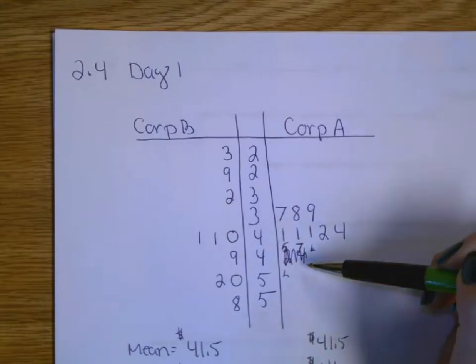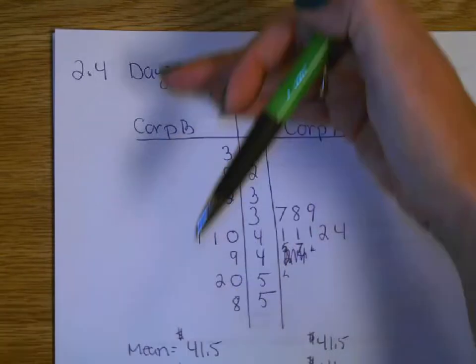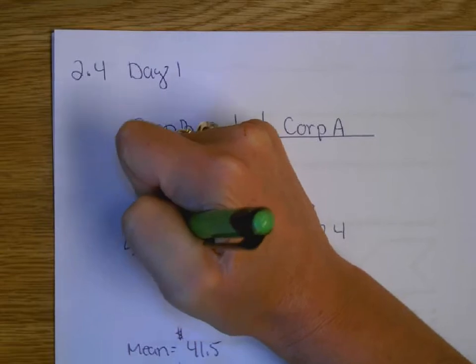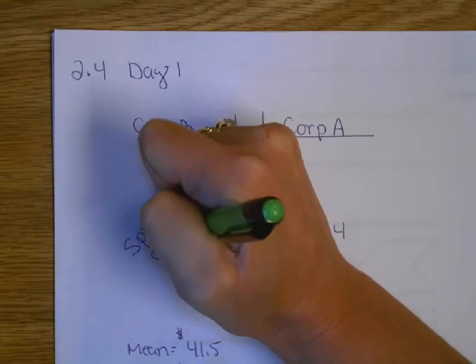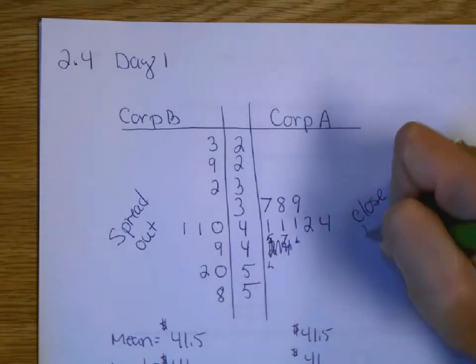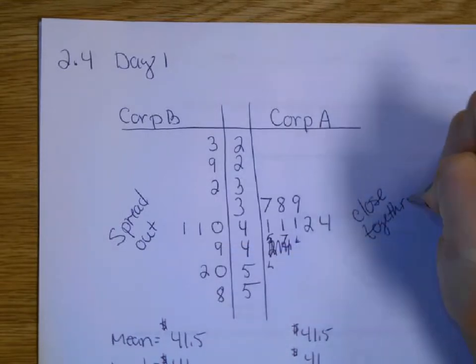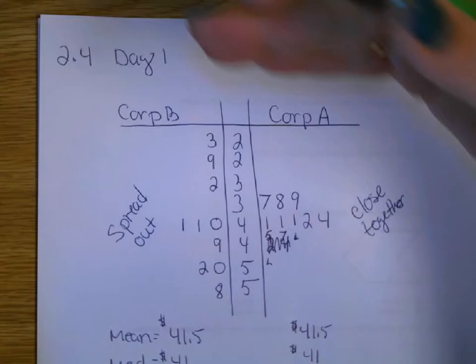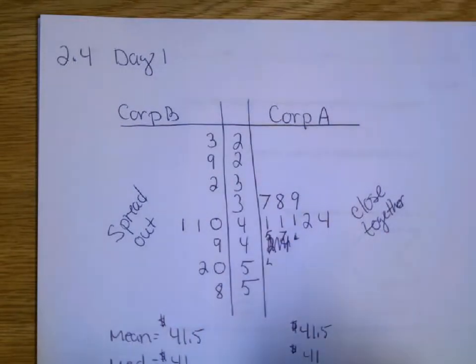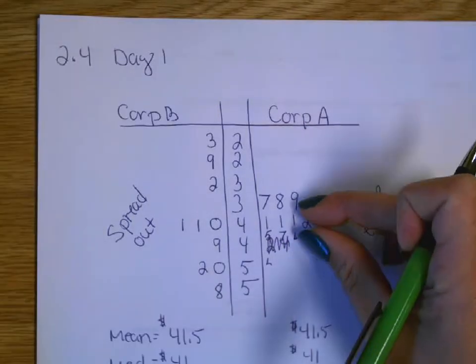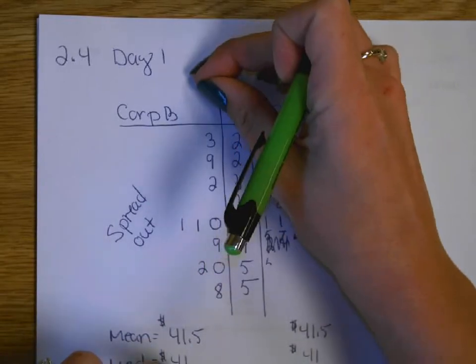So really, the second descriptor you need to know about a data set is how spread out those values are. This one's way more spread out. This one's a little more compact. They're all close together in comparison to this one. So when we talk about how spread out the data values are, those are called measures of variation. How much variation is there in the data values? A small variation means they're all close together. A big variation means they're all spread out.